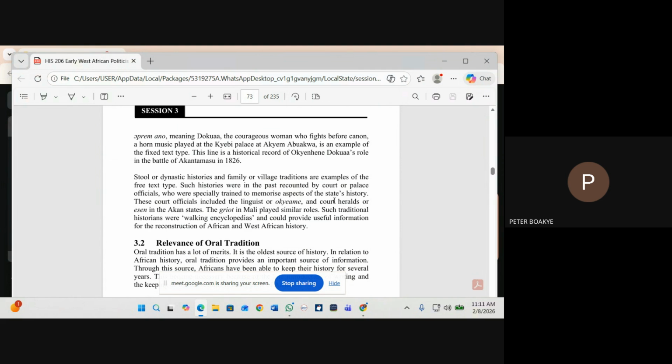Stool or dynastic histories and family or village traditions are examples of the free text type. With this one, there are some changes; in other words, they are liable to change. They can change over time.